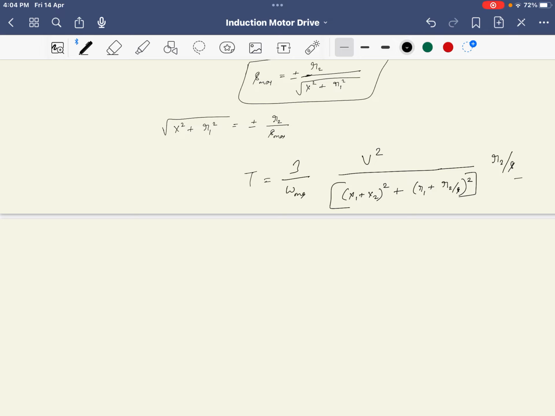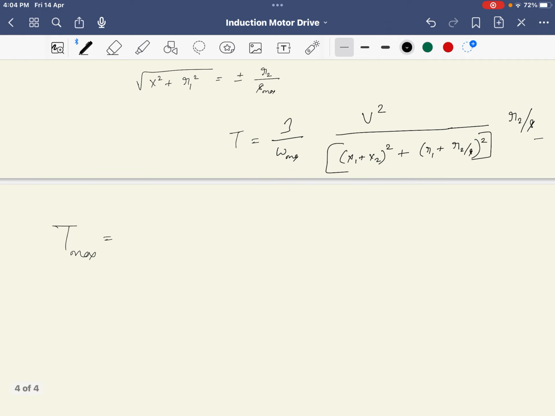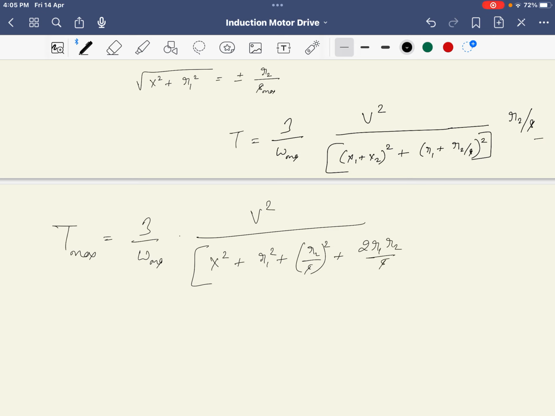Right, from that main equation, what we are going to get is T max. What will be the value of T max if we have these two values? So we will try to make a little shortcut to make it easier. V square divided by, so this is a term called x square, right? I can write that as x square plus R1 square. So let us write this as x square plus (R1 plus R2 by S) whole square, plus 2 R1 R2 by S. This is the square term. We have split it up, R2 by S. We have written it like this.